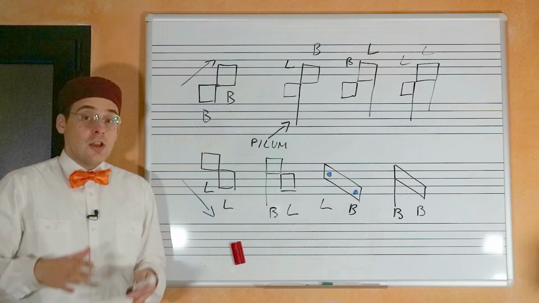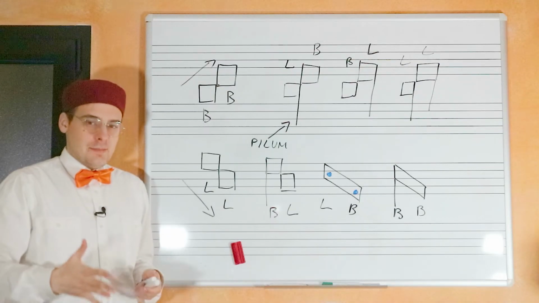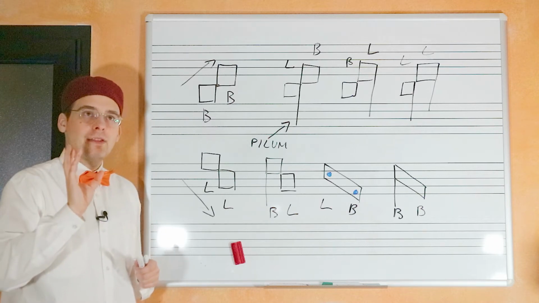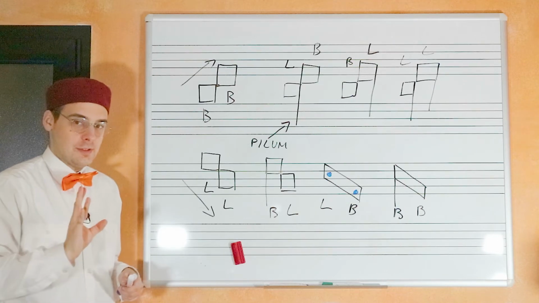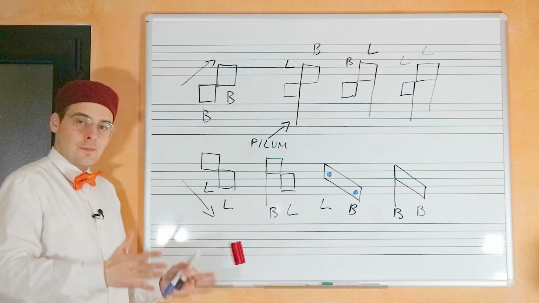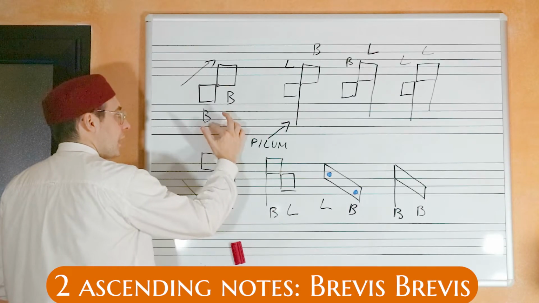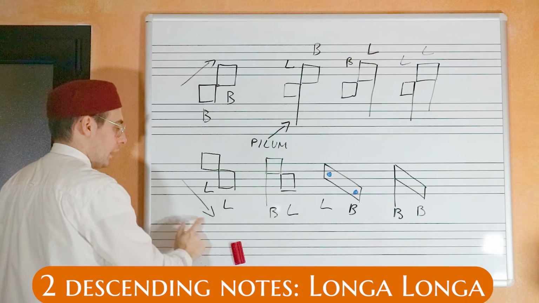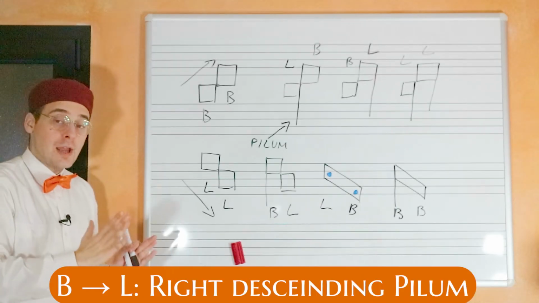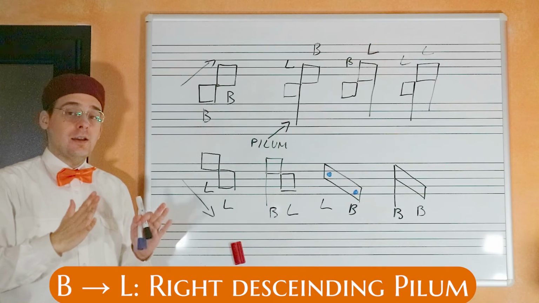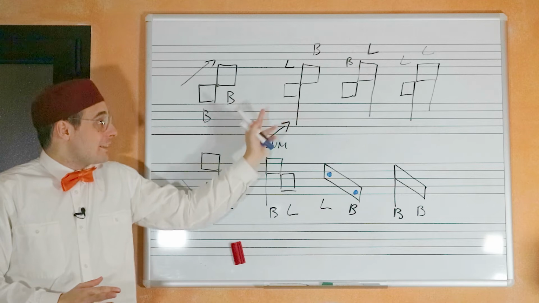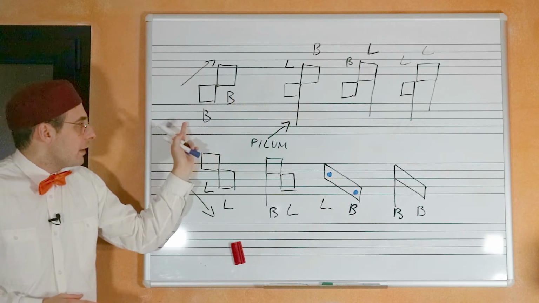So these rules may seem complicated, but remember that you have to understand the mechanism that is very simple. So let's recap the mechanism. The starting point is that two ascending notes are brevis brevis, two descending notes are longa longa. If I want to transform a brevis to longa, I have to add a right descending pilum. A pilum at the right of the note I want to transform from brevis to longa.